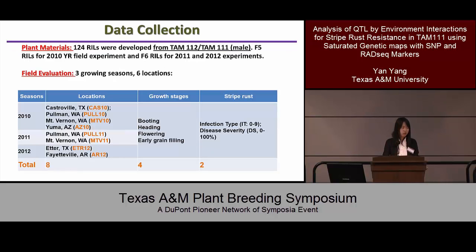We use 124 recombinant inbred lines derived from TAM 111 as the male parent and TAM 112 as the female parent. The RIL population is the F5 generation for the 2010 data and the F6 generation for the 2011 and 2012 experiments. We have 6 locations around the USA and 3 years of data, but some locations have only 2 years of data. So in total we have 8 environments.